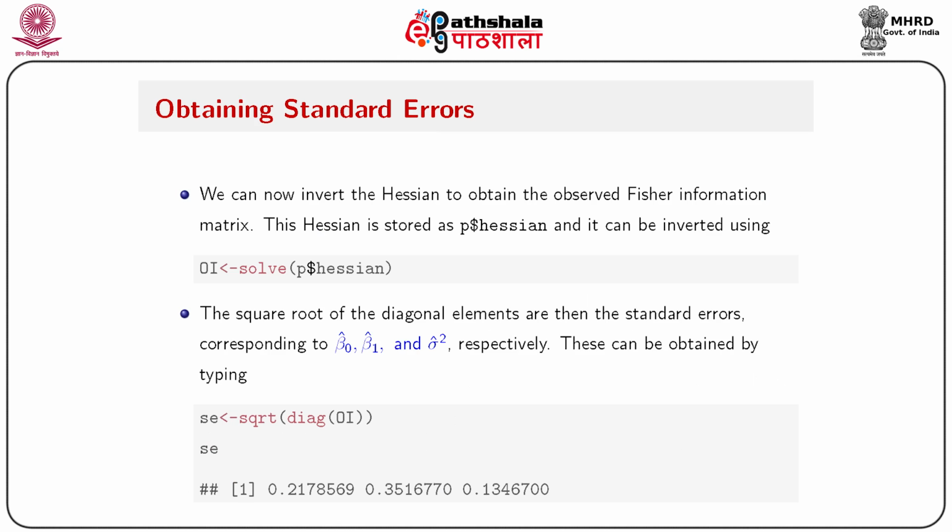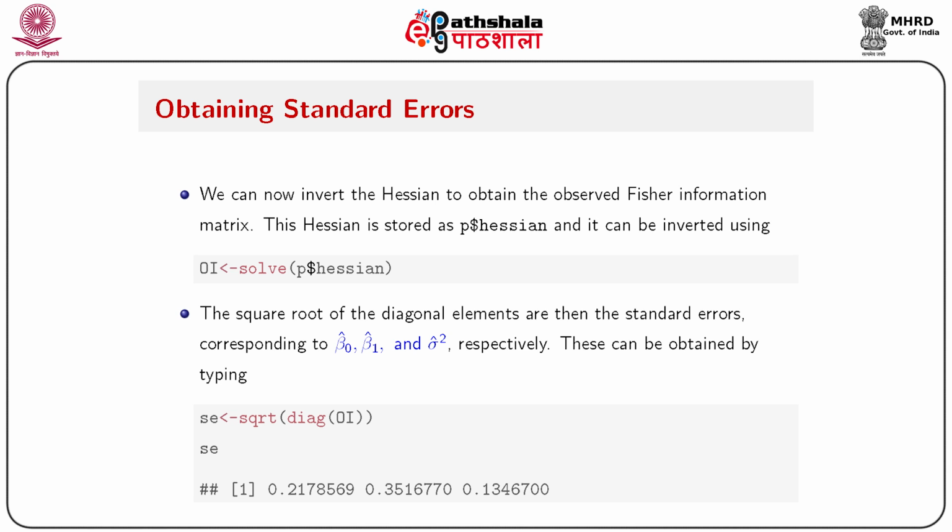Here 1 1 1 sets the starting values of beta naught, beta 1 and sigma square equal to 1. We can now invert the Hessian to obtain the observed Fisher information matrix, and this Hessian is stored as P dollar Hessian. It can be inverted using the solve command, say y equals solve P dollar Hessian. The square roots of the diagonal elements are then the standard errors corresponding to beta naught, beta 1 and sigma square respectively. These can be obtained by typing, say, standard error AC equals the square root of the diagonal of y. So you take the diagonal elements of the Hessian inverse matrix and get the square root, and you will get the standard errors.